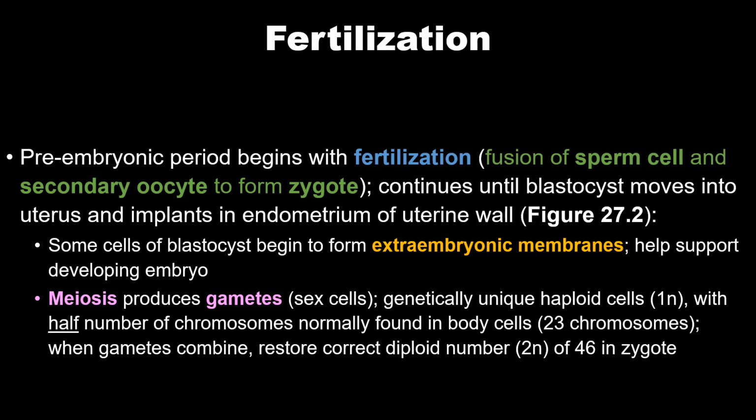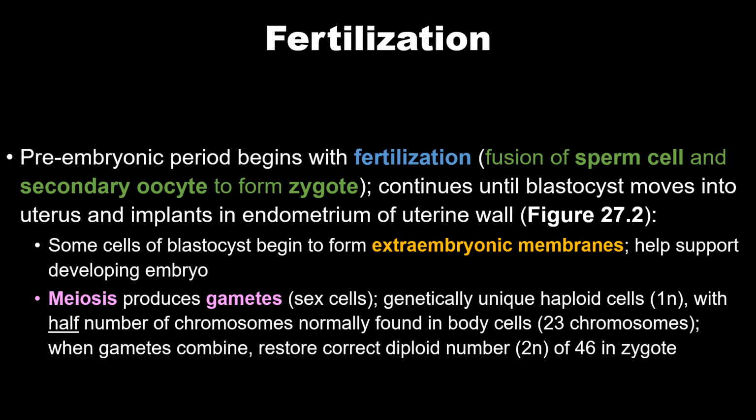Now let's talk about the pre-embryonic period and how it begins with fertilization of a secondary oocyte by a sperm cell. And this period of time is going to continue until the blastocyst moves into the uterus and implants into the endometrium of the uterine wall. Now, during this period, some of these cells of the blastocyst are going to form extra embryonic membranes. That just means that they're outside of the embryo, and these work to support the developing conceptus.